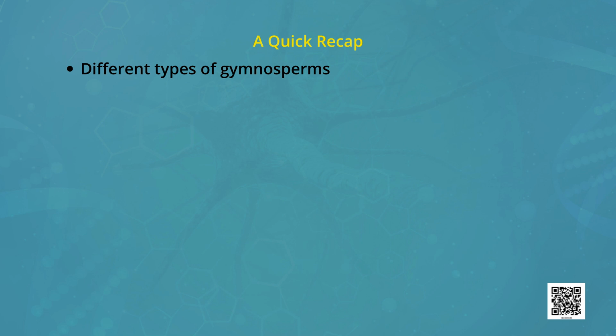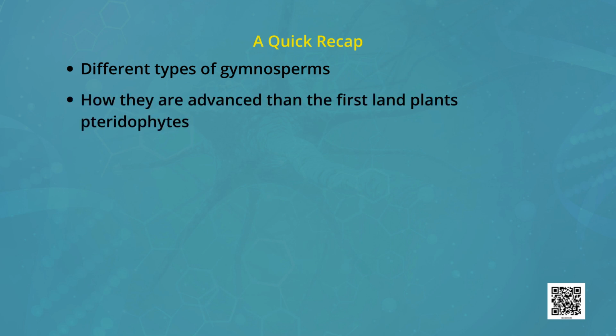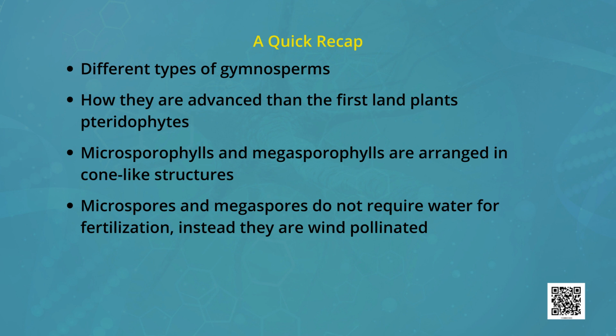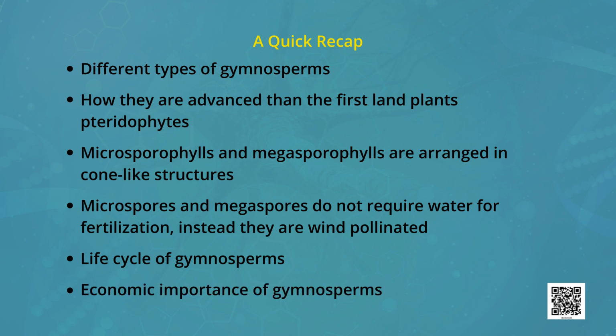With this, we have come to the end of our lesson on gymnosperms. Let us do a quick recap. We have learned different types of gymnosperms, how they are more advanced than the first land plants, that is pteridophytes. We also learned that microsporophylls and megasporophylls are arranged in cone-like structures. Microspores and megaspores do not require water for fertilization. Instead, they are wind pollinated. We learned about the life cycle of gymnosperms and economic importance of gymnosperms.